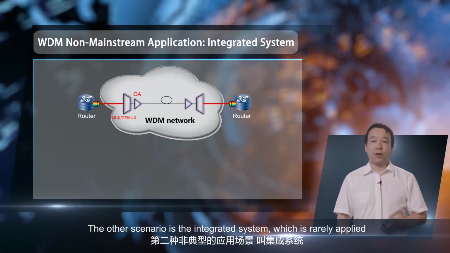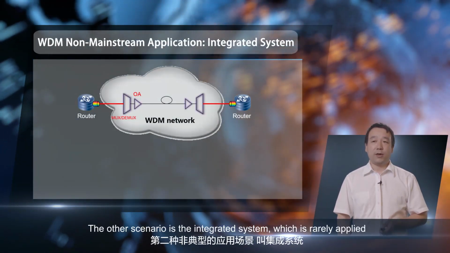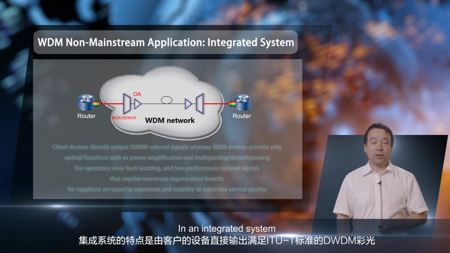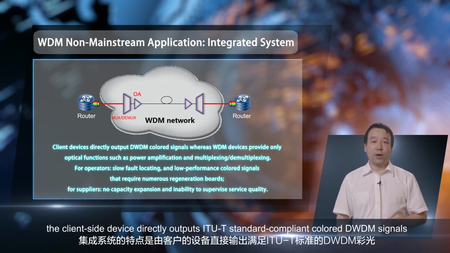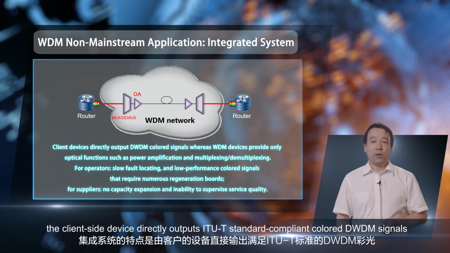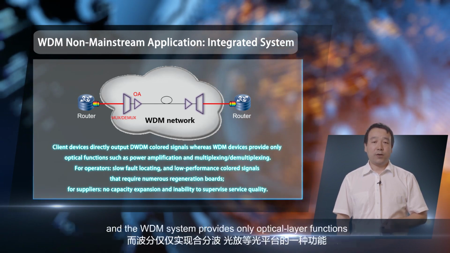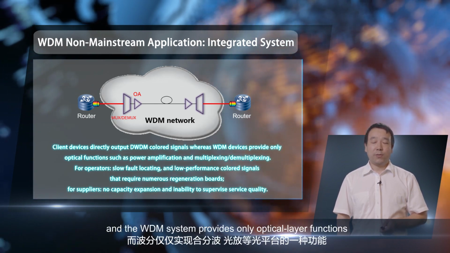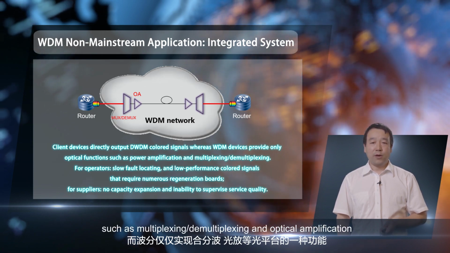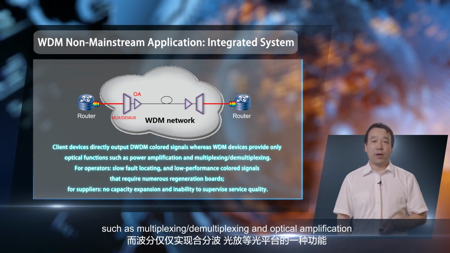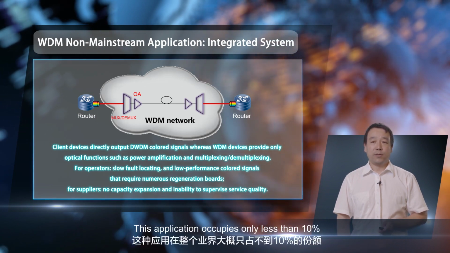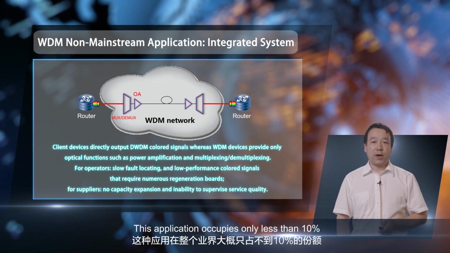The other scenario is the integrated system, which is rarely applied. In an integrated system, the client-side device directly outputs ITU-T standard-compliant colored DWDM signals, and the WDM system provides only optical layer functions, such as multiplexing, demultiplexing, and optical amplification. This application occupies only less than 10%.